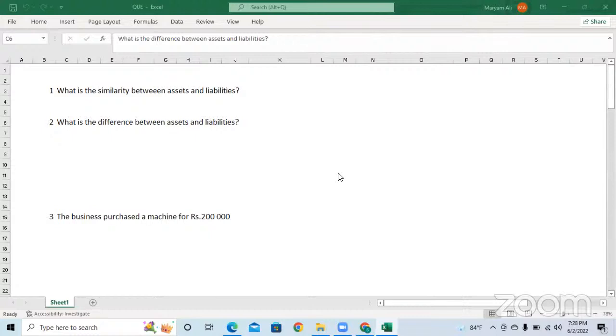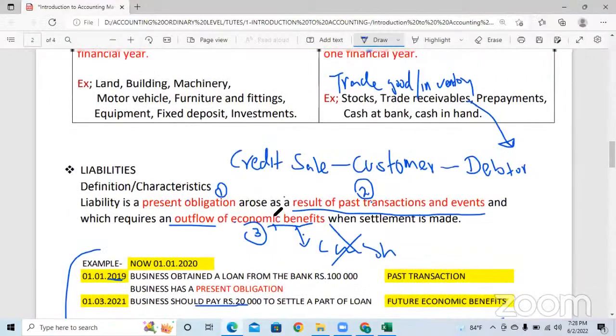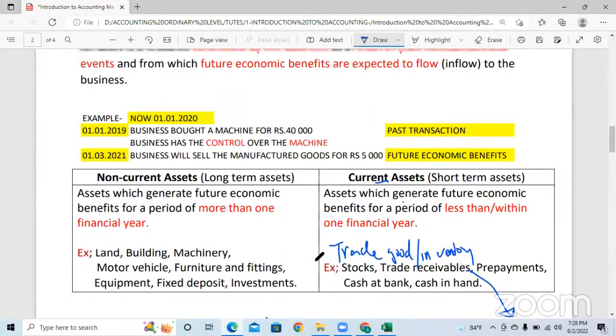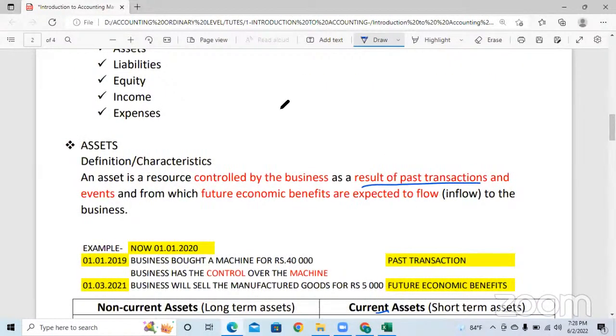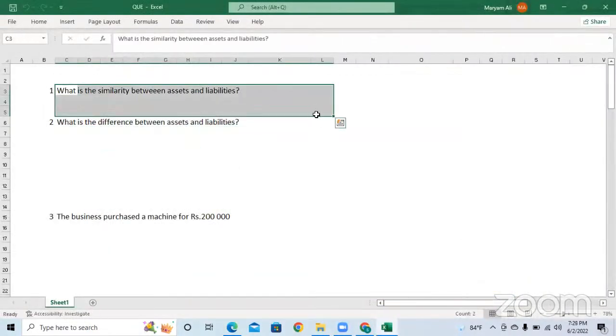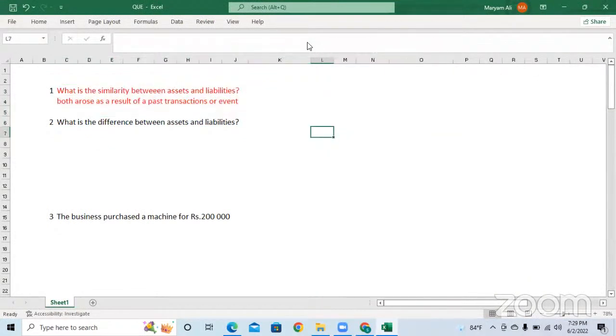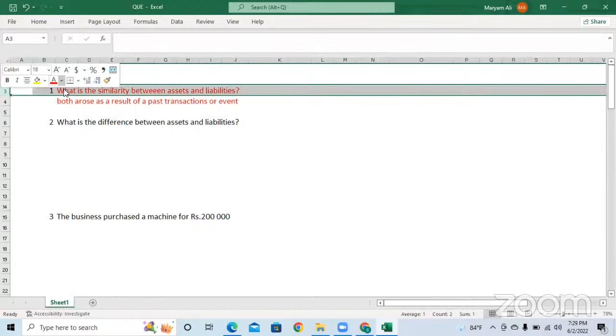Okay, so don't do the third question. Only 1 and 2. I told you to do only 1 and 2. Now see here. What is the similarity between asset and liability? You can easily get it through the definition we studied. When it comes to asset and liability, the similarity is that both arose as a result of a past transaction or event. That is the similarity, guys, between asset and liability.